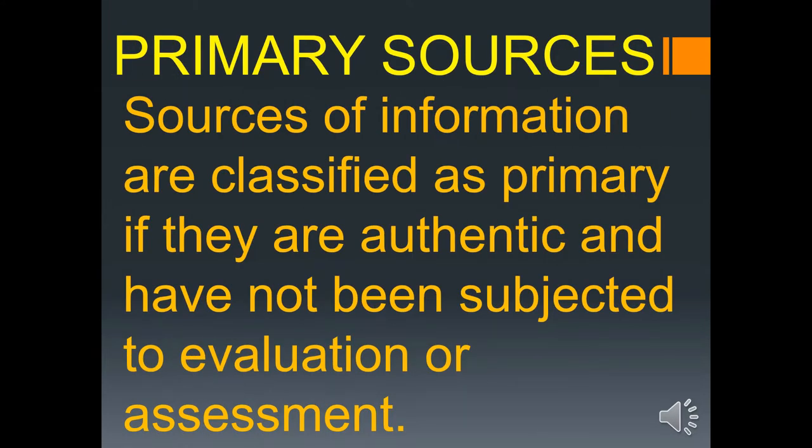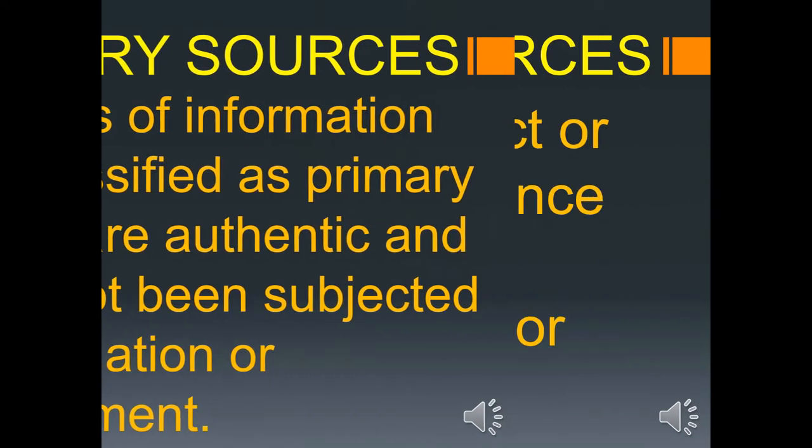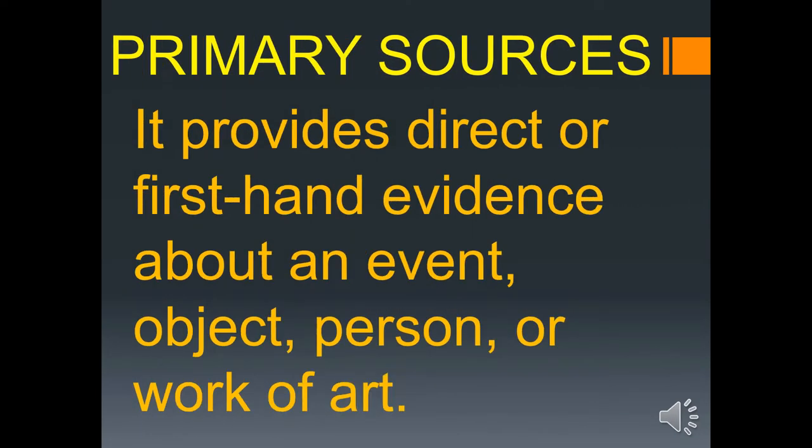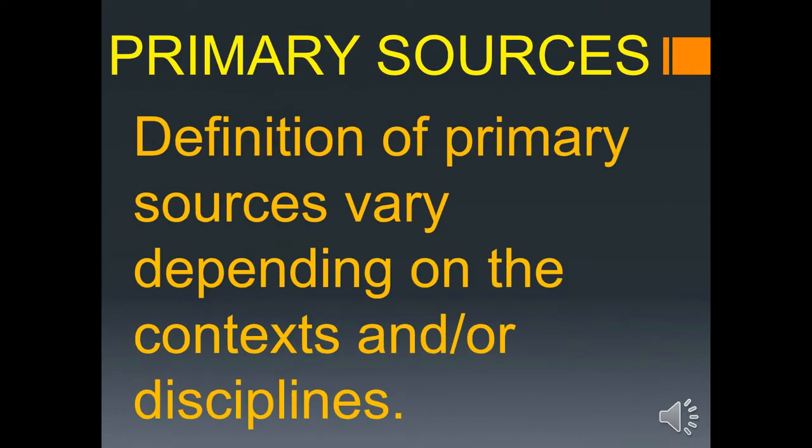Primary sources. Sources of information are classified as primary if they are authentic and have not been subjected to evaluation or assessment. It provides direct or first-hand evidence about an event, object, person, or work of art. Definitions of primary sources vary depending on the context and or disciplines.